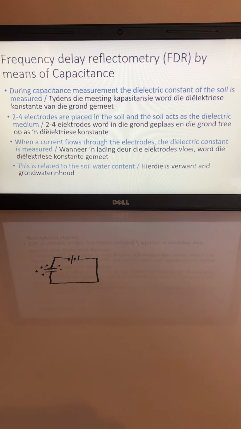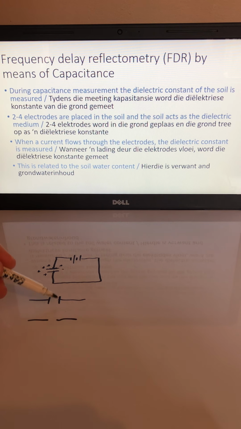I know in some devices they use, instead of putting the capacitor in that position, they'll actually let the electrodes face upwards. So instead of being parallel to each other like this in the circuit, some of them actually prefer to make this the medium. So the current flows through the electrodes.